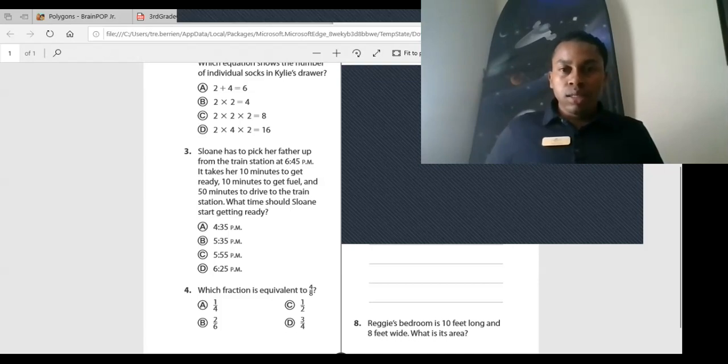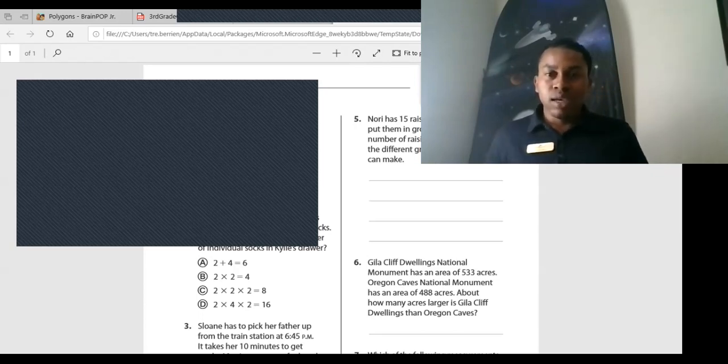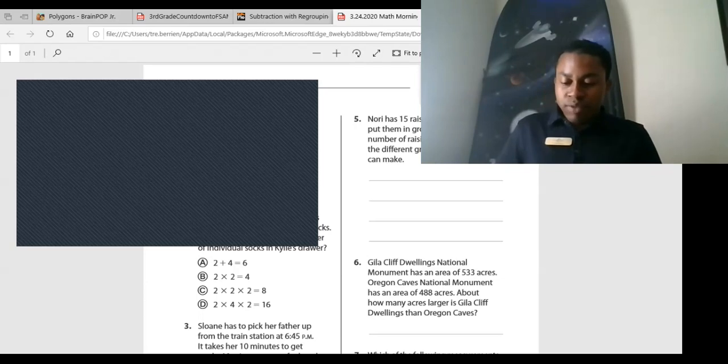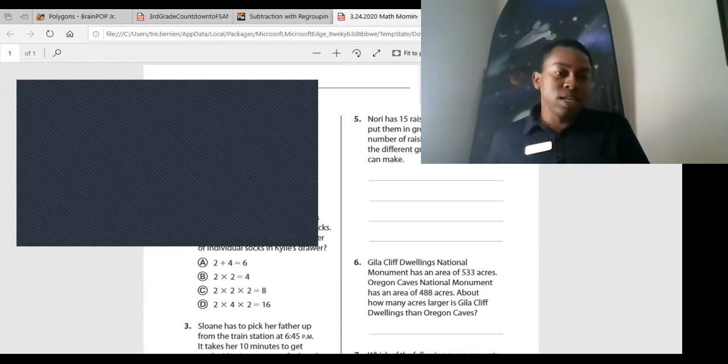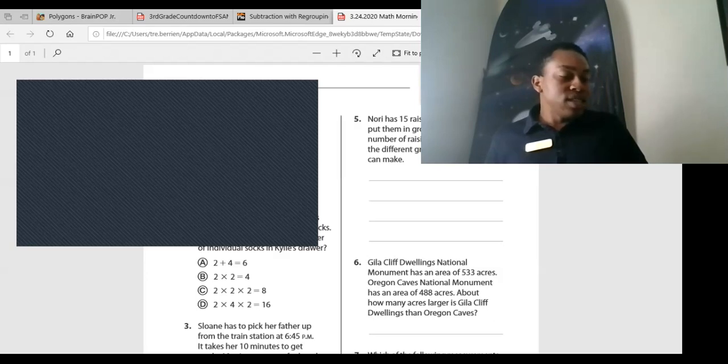Let's move along here. Next question, it says, Nori has 15 raisins. He wants to put them in groups with the same number of raisins in each group. List different groups of raisins Nori can make. Now, I'm sure you easily figured out that when it's talking about groups, it's asking for 2 facts that would equal 15. Now, if it's asking for the same amount of groups, that means we need to have as many facts as possible that we can get to equal 15, okay?